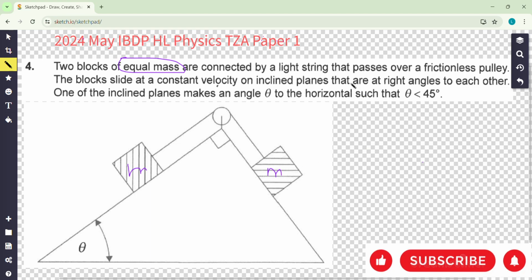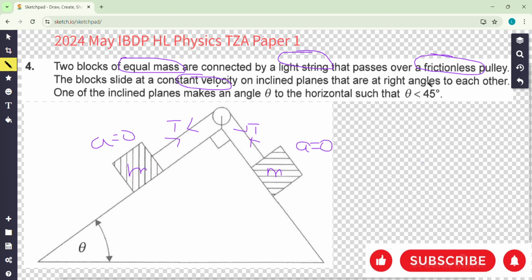And look at here, by a light string that passes through a frictionless pulley. It means that the tension between these two should be the same. Next, the pulley will accelerate with infinite acceleration. And then look at here, constant velocity. So acceleration is 0, both of them.